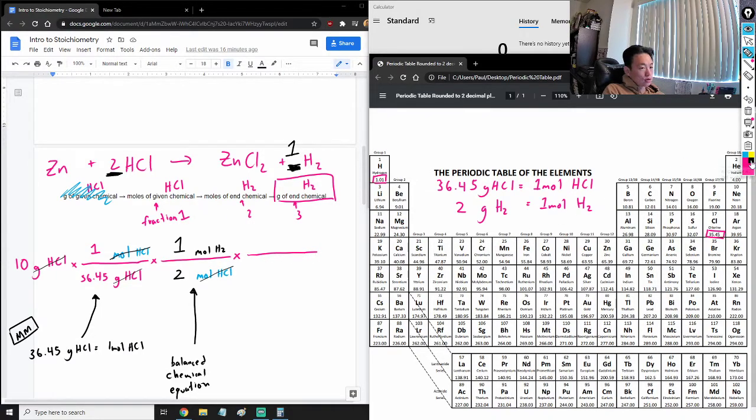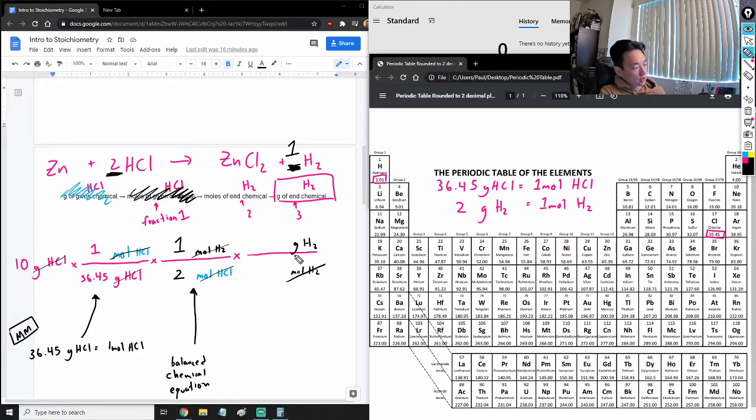Okay, so for the third and final fraction, we want to get rid of moles of H2, so we're going to put moles of H2. And then on the top, we want to find this last fraction. So we did fraction 1, we did fraction 2. Now for the third fraction, you want to go from moles to the grams. So we're going to put grams of H2 on the top. And that way the moles of H2 can cancel out with each other.